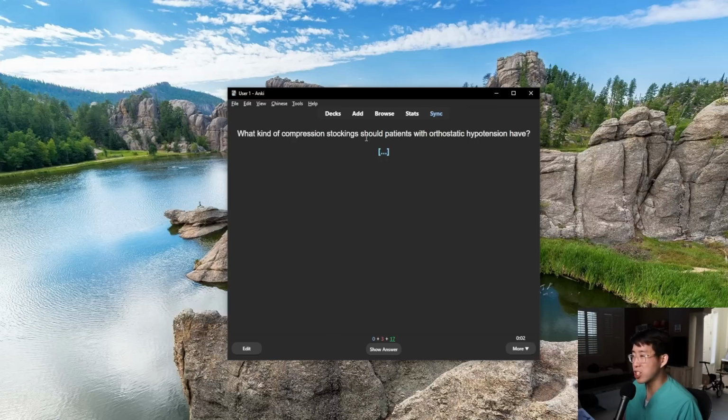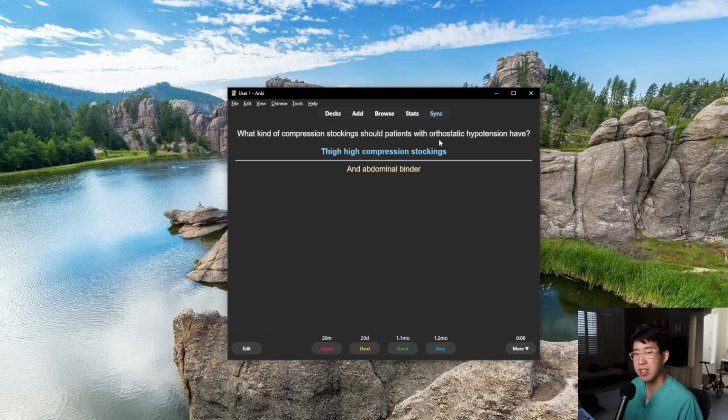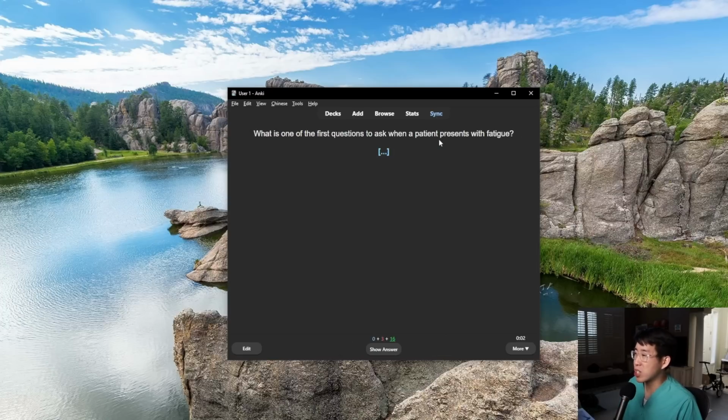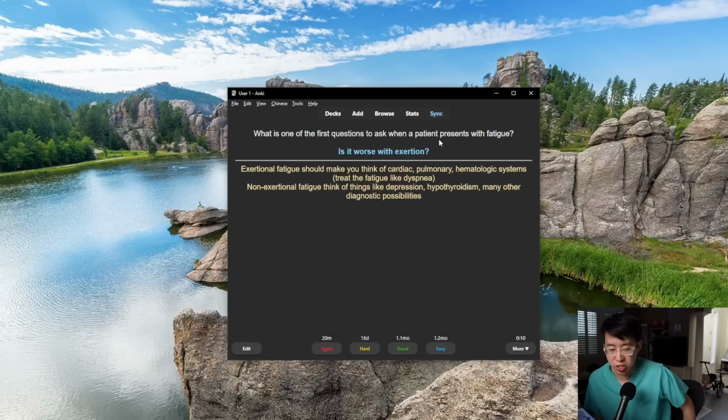What kind of compression stockings should patients with orthostatic hypotension have? This is going to be thigh-high compression stockings because, again, I had all those orthostatic hypotension patients and they all had knee-high compression stockings. This is a good reminder that you really want to have the really high compression stockings to adequately treat their dysautonomia. What is one of the first questions to ask when a patient presents with fatigue? This is another clinical reasoning kind of question. And the question to ask is, is it worse with exertion?